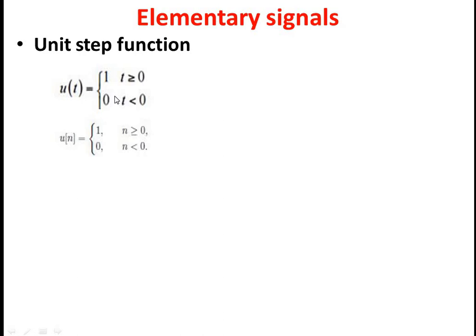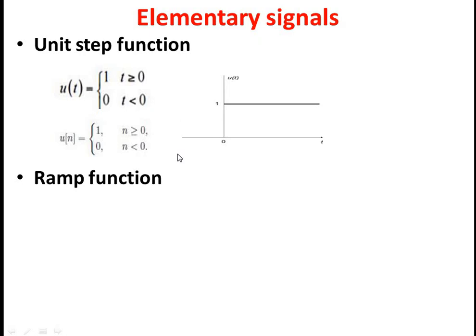We can say the same expression in discrete form as u of n. For continuous it is u of t, and for discrete it is u of n. It is the same thing, but we replace t with n. This is the diagrammatic representation of the unit step function. The magnitude of the step function is 1 starting from 0 till infinity, and the value of the step function u of t or u of n will be 0 for time or discrete index less than 0.